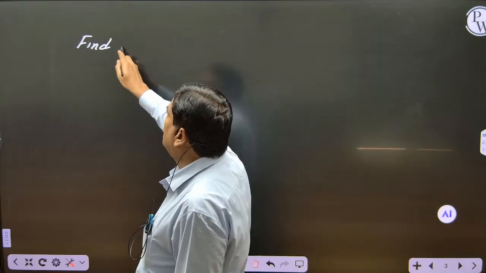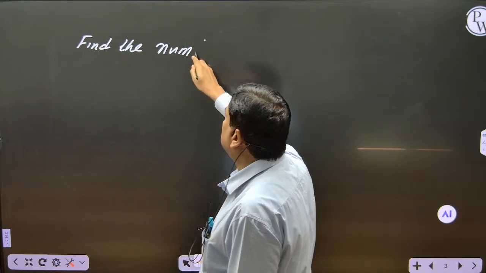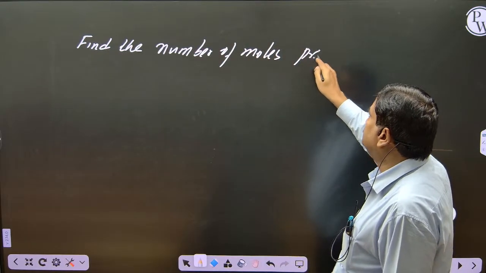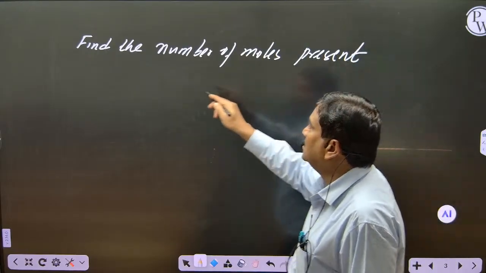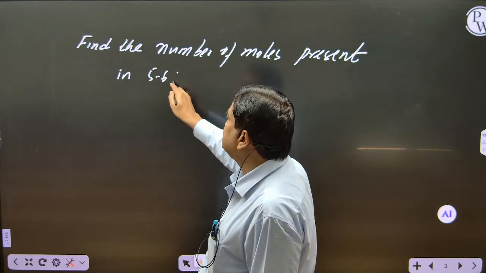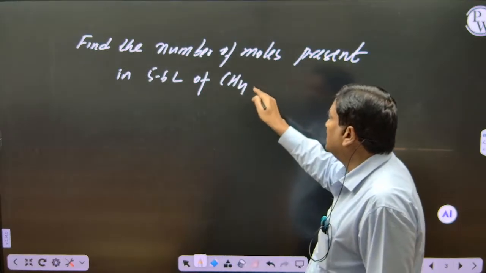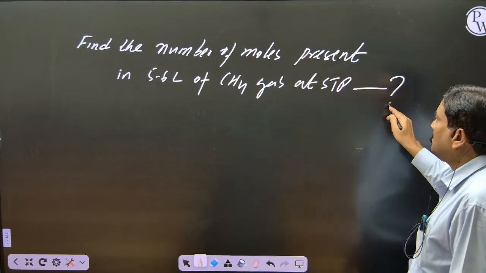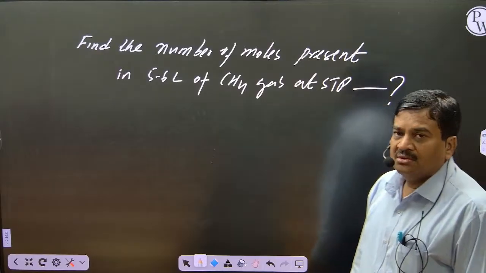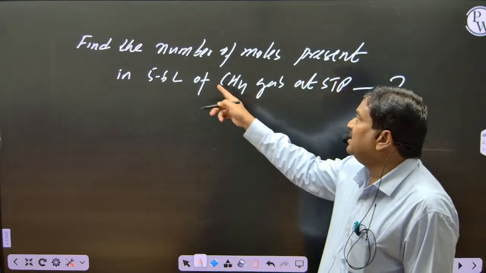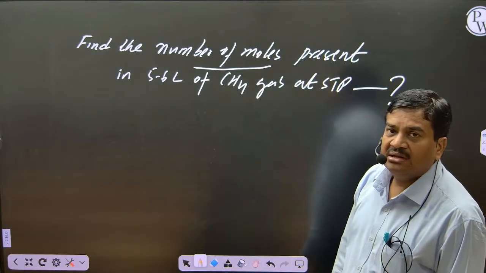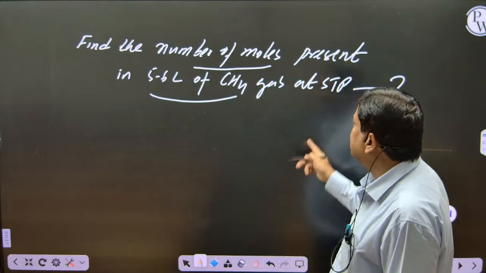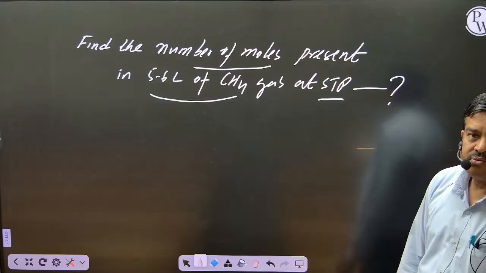Find the number of moles present in 5.6 liters of methane gas at STP. See, question understood, what is being asked? How many moles will be present in 5.6 liters of methane? What is the formula of methane? CH4 gas at STP condition.